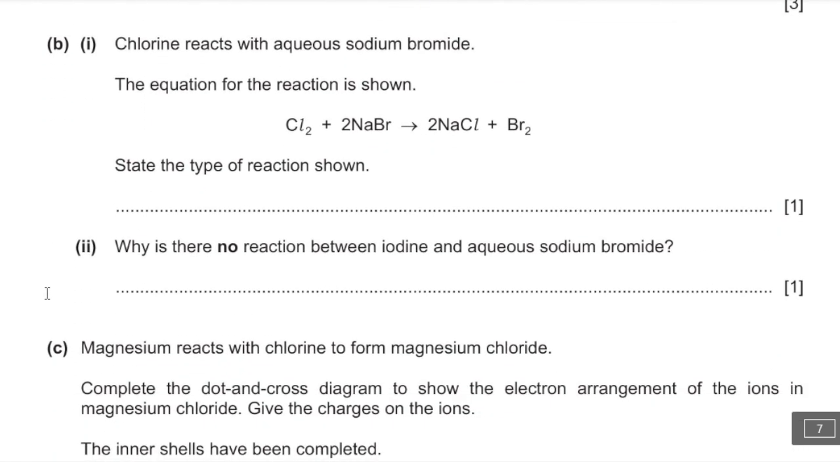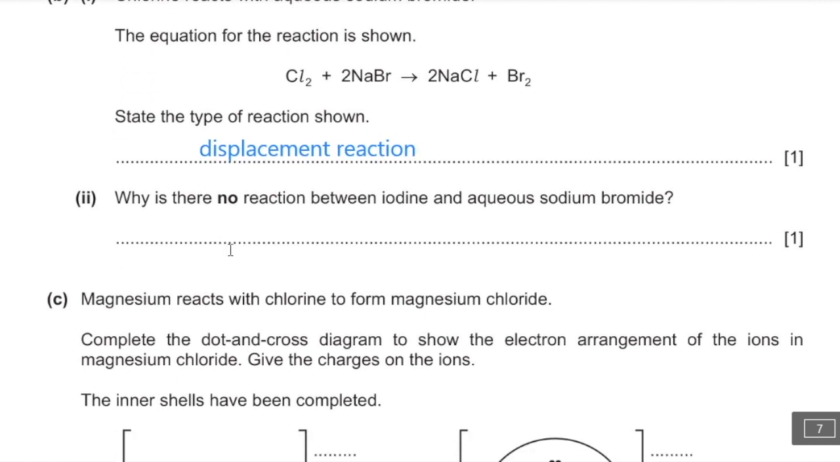B1, chlorine reacts with aqueous sodium bromide. The equation for the reaction is shown. State the type of the reaction shown. So as you can see over here, the chlorine is reacting with sodium bromide and giving the products as sodium chloride and bromine. Since chlorine is more reactive than bromine, it can displace bromine to form sodium chloride, and so this is a displacement reaction. 2. Why is there no reaction between iodine and sodium bromide? Once again, iodine is less reactive than bromine, so it cannot displace bromine from sodium bromide.